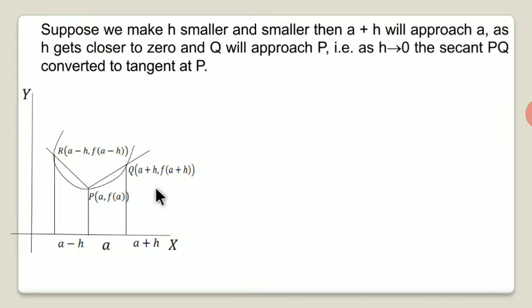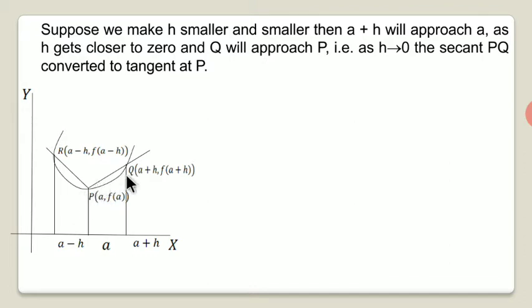Now suppose we make this h smaller and smaller, then this a plus h will approach a. आपण हा जो h आहे याला 0 कडे जसं आणणार, म्हणजे स्लाइटली हा जो पॉइंट Q आहे हा कुठे सरकणार आहे तर पॉइंट P कडे. म्हणजे हा जो a प्लस h आहे हा a कडे अप्रोच होणार आहे. That is here Q will approach point P as h tends to 0. जसं जसं आपण h ला 0 कडे आणणार आहे तसं.